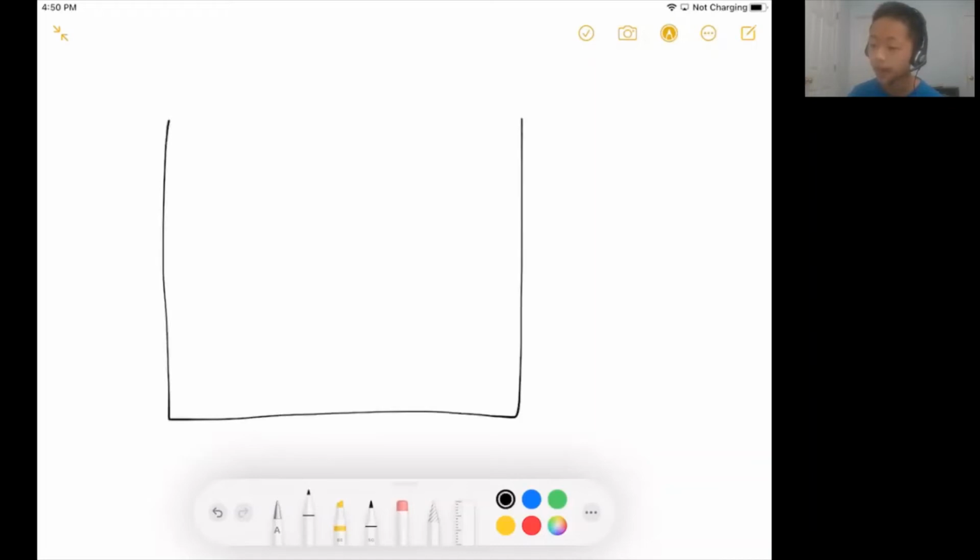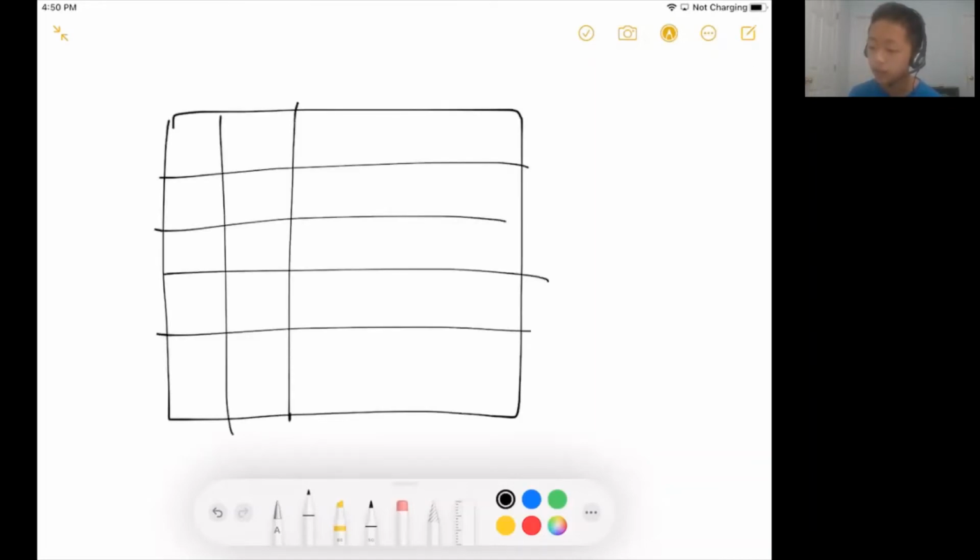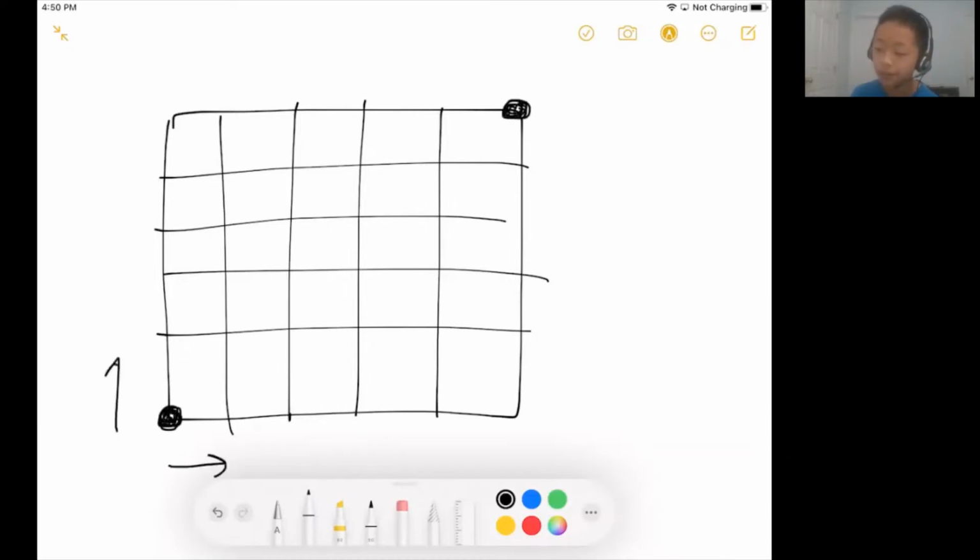Let's say we had maybe a 5x5 grid, and we wanted to find the number of ways where we can move from the bottom left corner all the way up to the top right corner, again, if we can only move right and up.